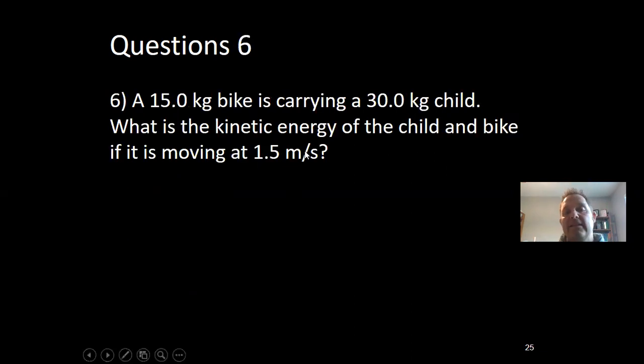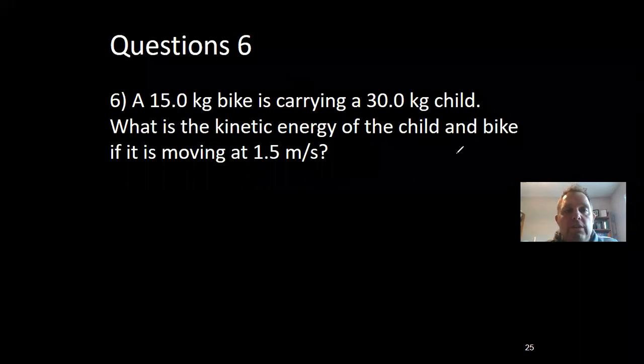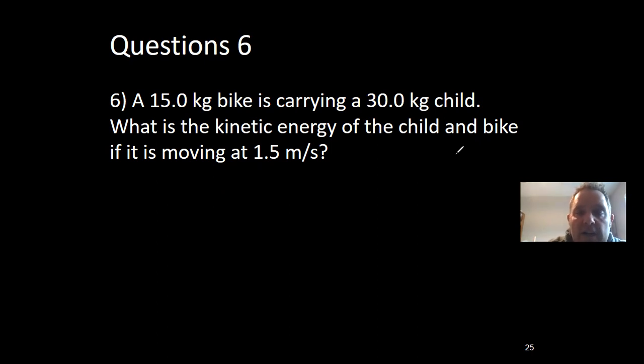All right, let's hit some questions here. We have 2 questions, question 6 and question 7. Question 6 says a 15.0 kilogram bike is carrying a 30.0 kilogram child. What is the kinetic energy of the child and bike if it's moving at 1.5 meters per second?